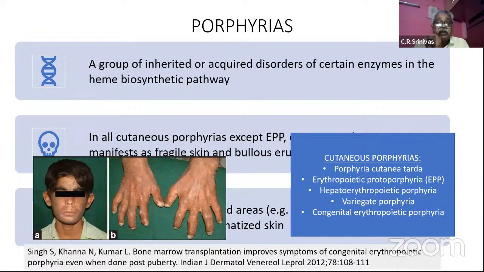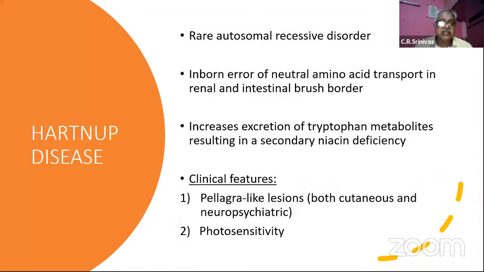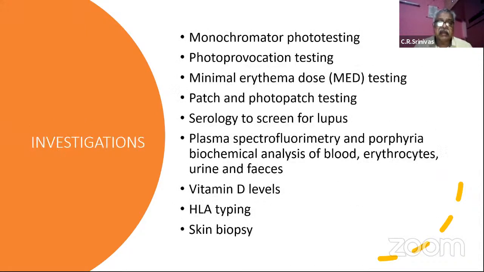So here if you do a fluorescence test, the RBCs will fluoresce, and right in front of your eye, the fluorescence will disappear in erythropoietic protoporphyria. Whereas in erythropoietic porphyria, the fluorescence will persist. You will keep on seeing the stars, they will not fade away. In erythropoietic protoporphyria, the stars will fade in front of your eyes. So this is the porphyria. Then of course, Hartnup disease will have a pellagra-like picture.